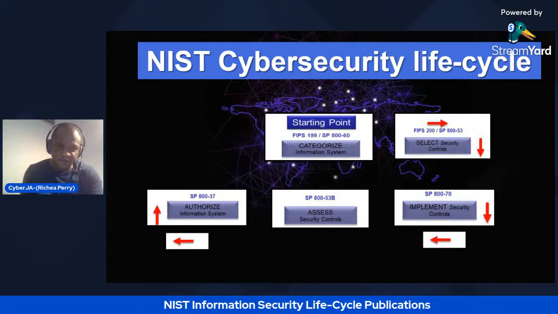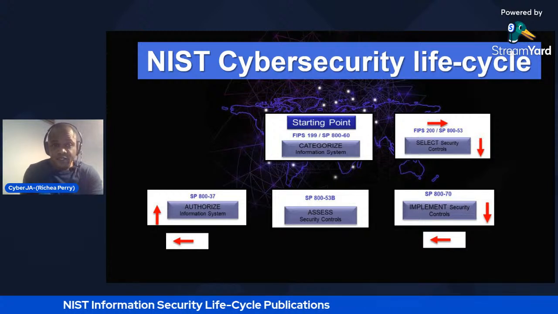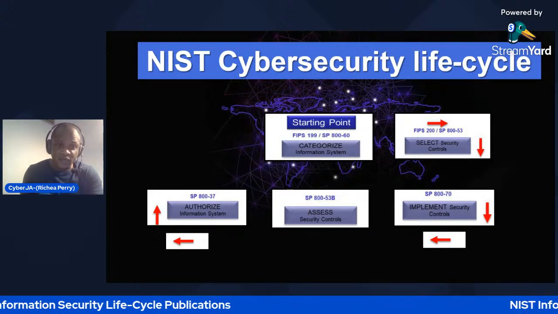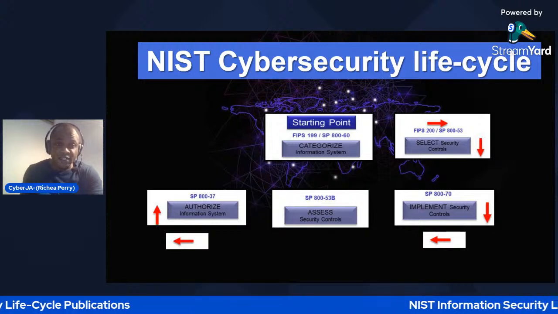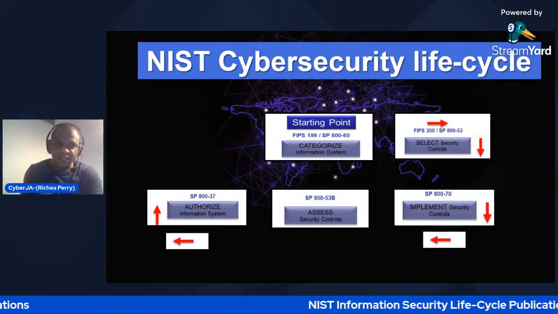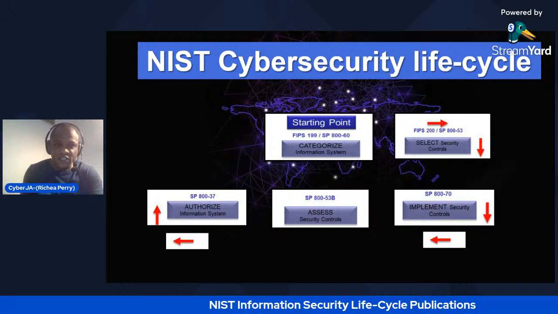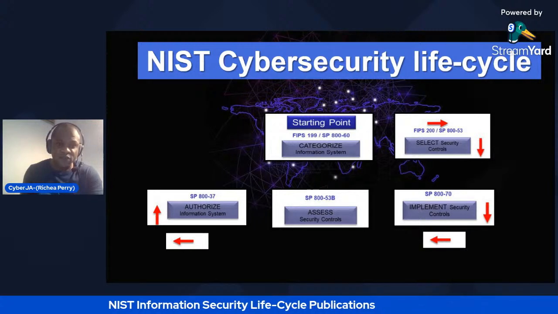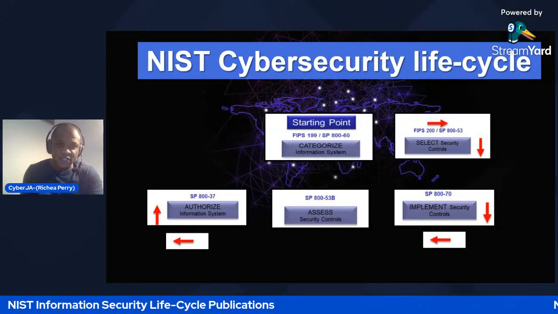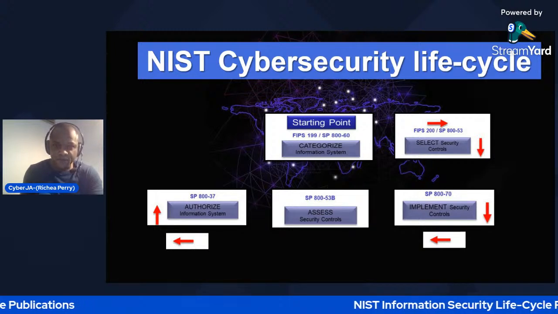Then we have our SP 800-37 that looks at authorizing information systems. And this is where this document looks at determining the risk to organizational operations and assets, individuals, other organizations, and the nation if acceptable, authorized operation.